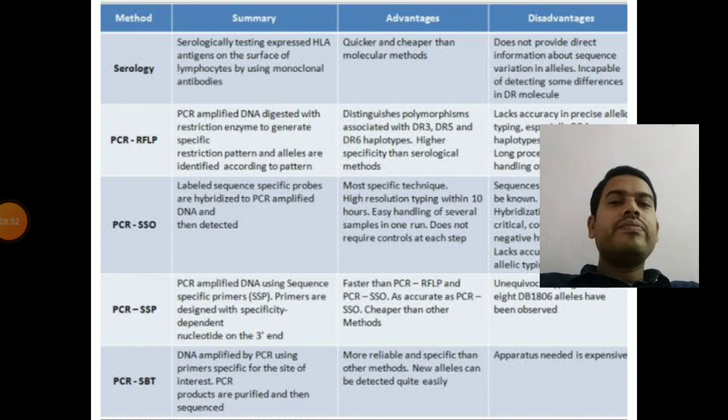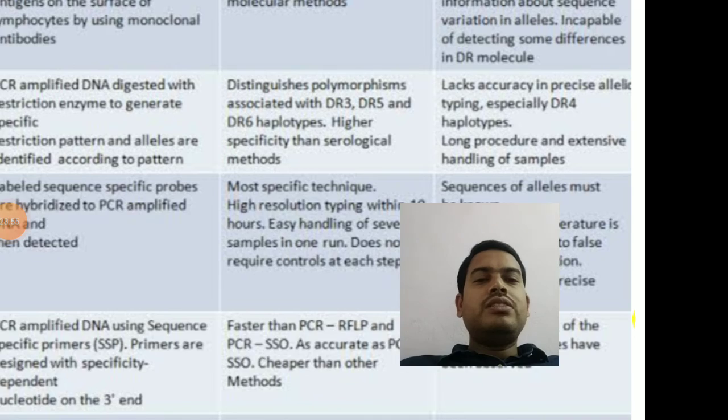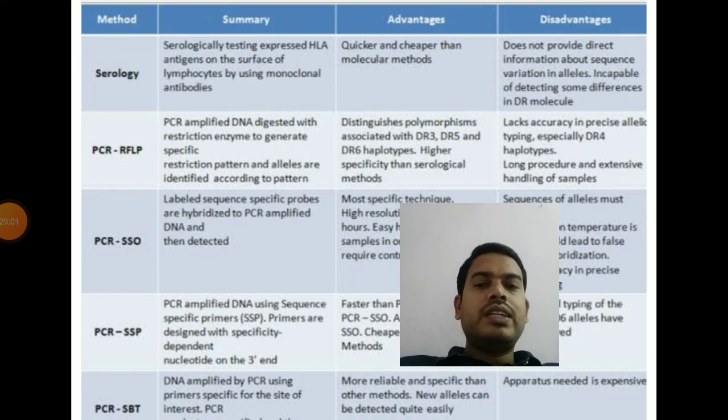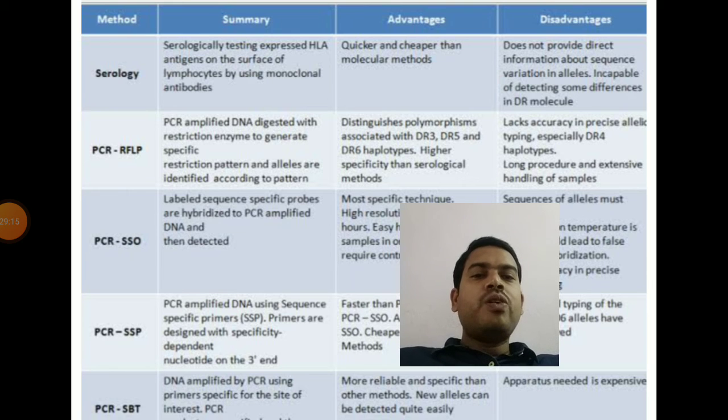So you can clearly see the different methods of HLA typing. The first method you can see is the serological method. In this method, serological testing detects HLA antigens expressed on the surface of lymphocytes using monoclonal antibodies. These antibodies are used in both the patient, that means the recipient, as well as the donor, but this will not give an accurate result for the process of transplantation.